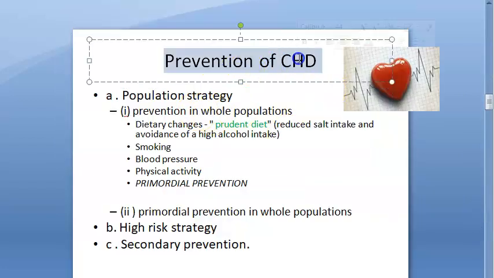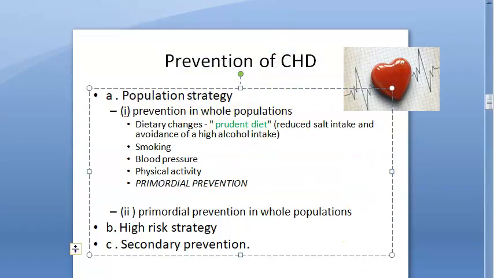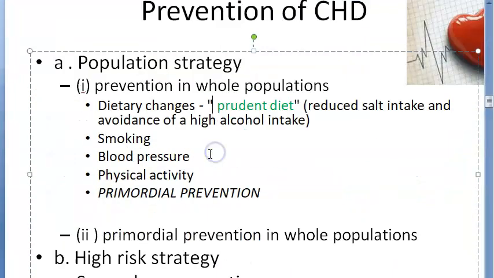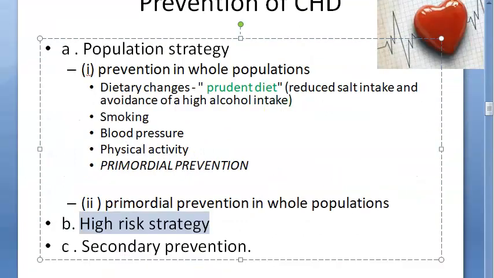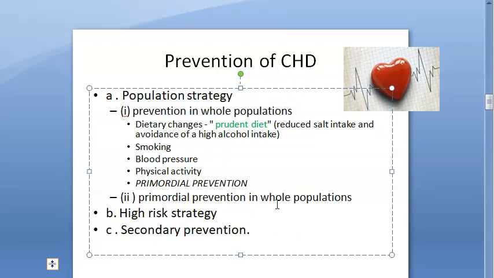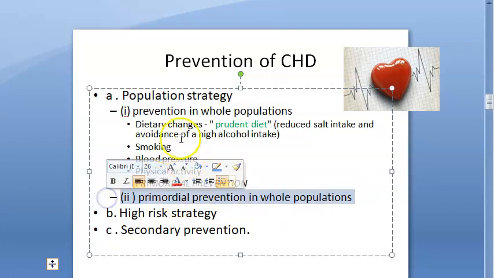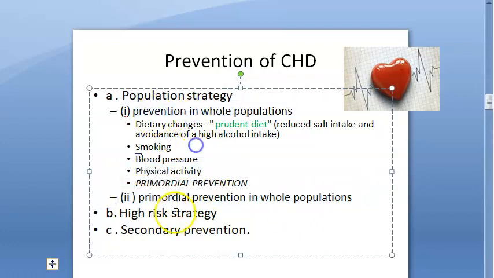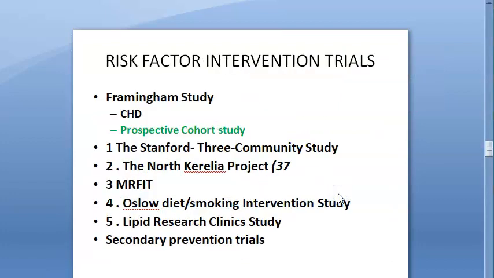Let's move on. Prevention. Now that you know the risk factors, how will you prevent? You have some population strategy, and then you have high risk strategy. They are mentioning two strategies here. So what will you say here? Mainly in population strategy for prevention for whole population and primordial prevention in whole population. Shouldn't primordial prevention be put before this prevention? Okay, primordial prevention means what? You will try to remove the risk factor itself, right? So here for risk factor intervention trial, so it just got complicated.